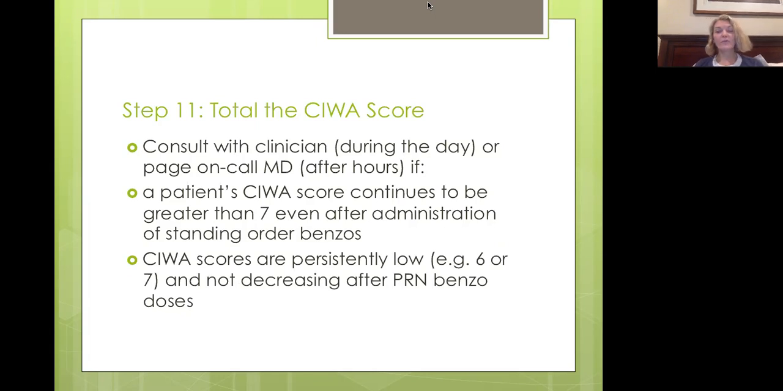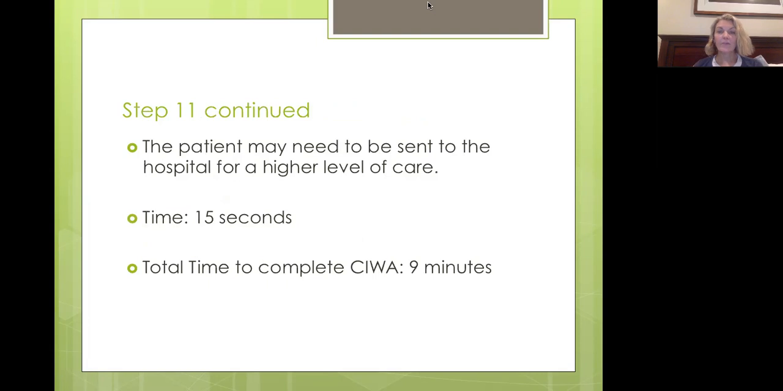Or the CIWA scores are persistently low, like 6 or 7 or even 5 or 6, and they're not decreasing after PRN benzo doses. So if you have a low-risk patient who's just getting PRN doses and their CIWA score is 4 or 5, or 6 or 7, and you give them some Librium or some Ativan and it doesn't drop down to 2 or a 3, but it remains 5 or 6, you want to page somebody right away, because that also means that the person maybe needs more medicine, more treatment. The patient may need to be sent to the hospital for a higher level of care. This should take you about 15 seconds.